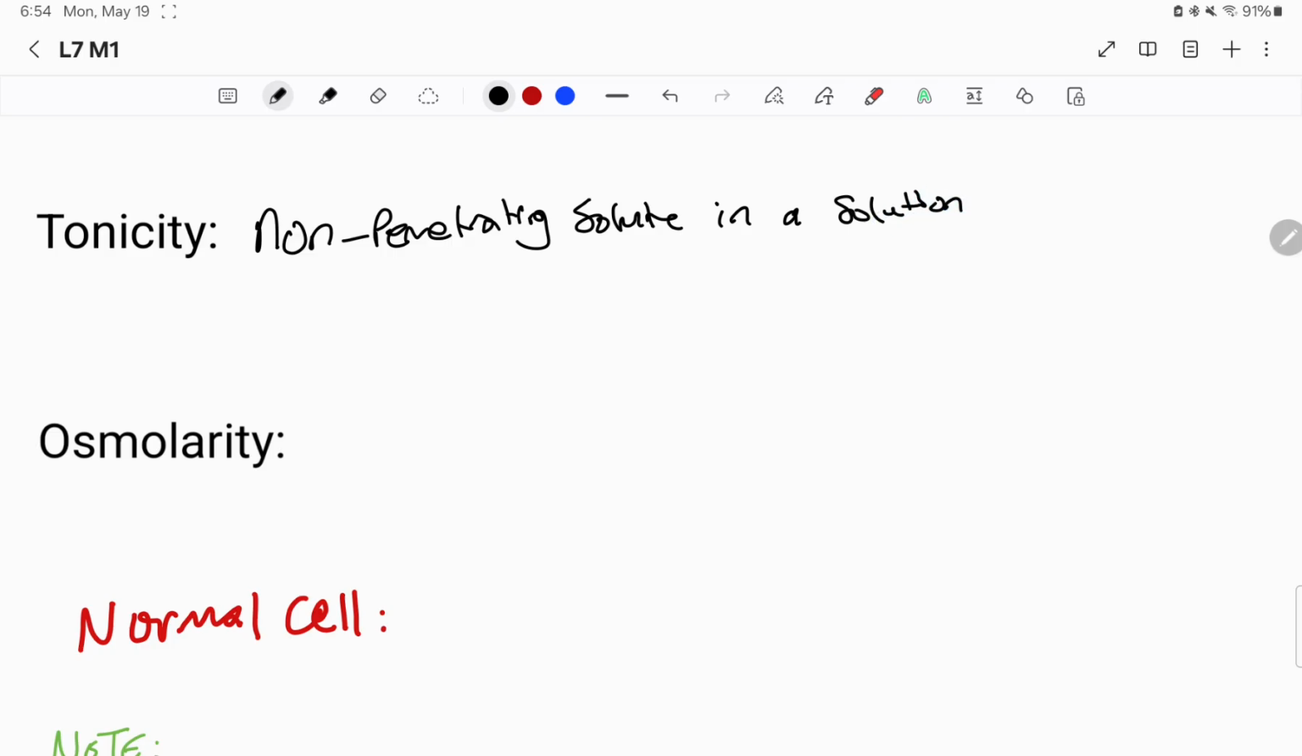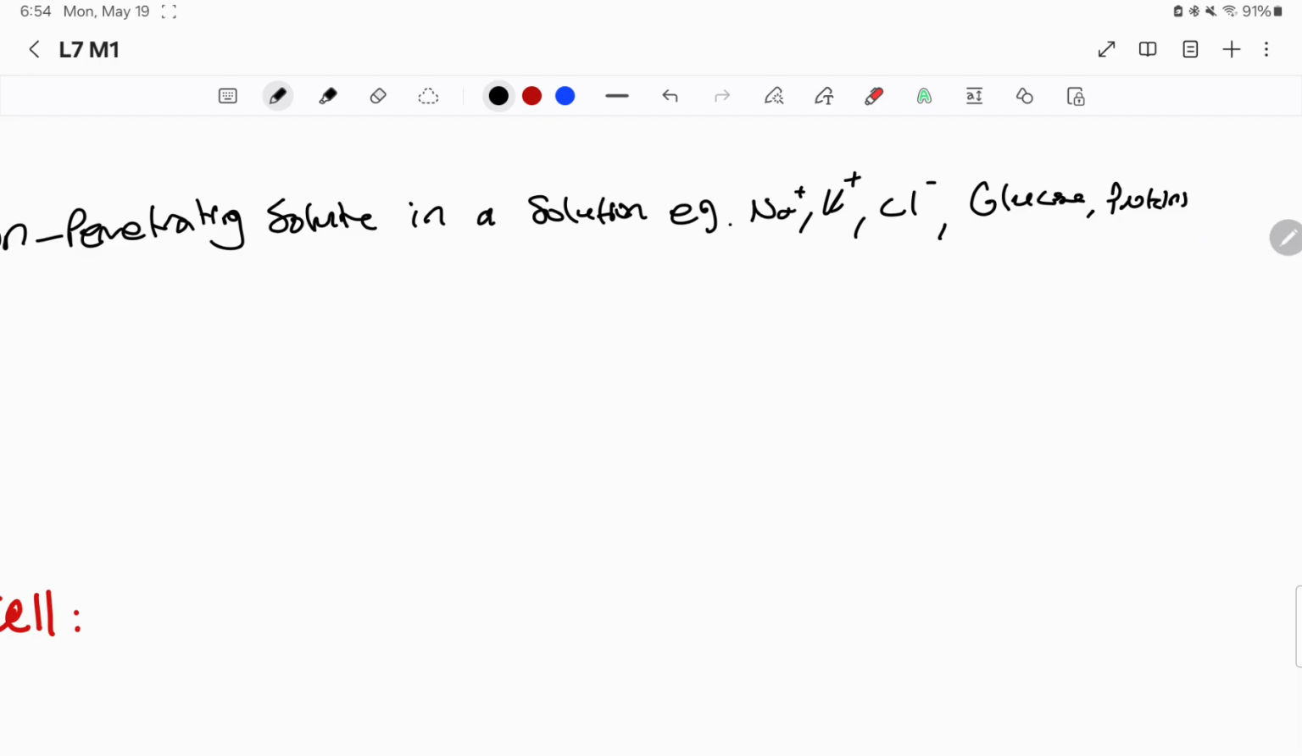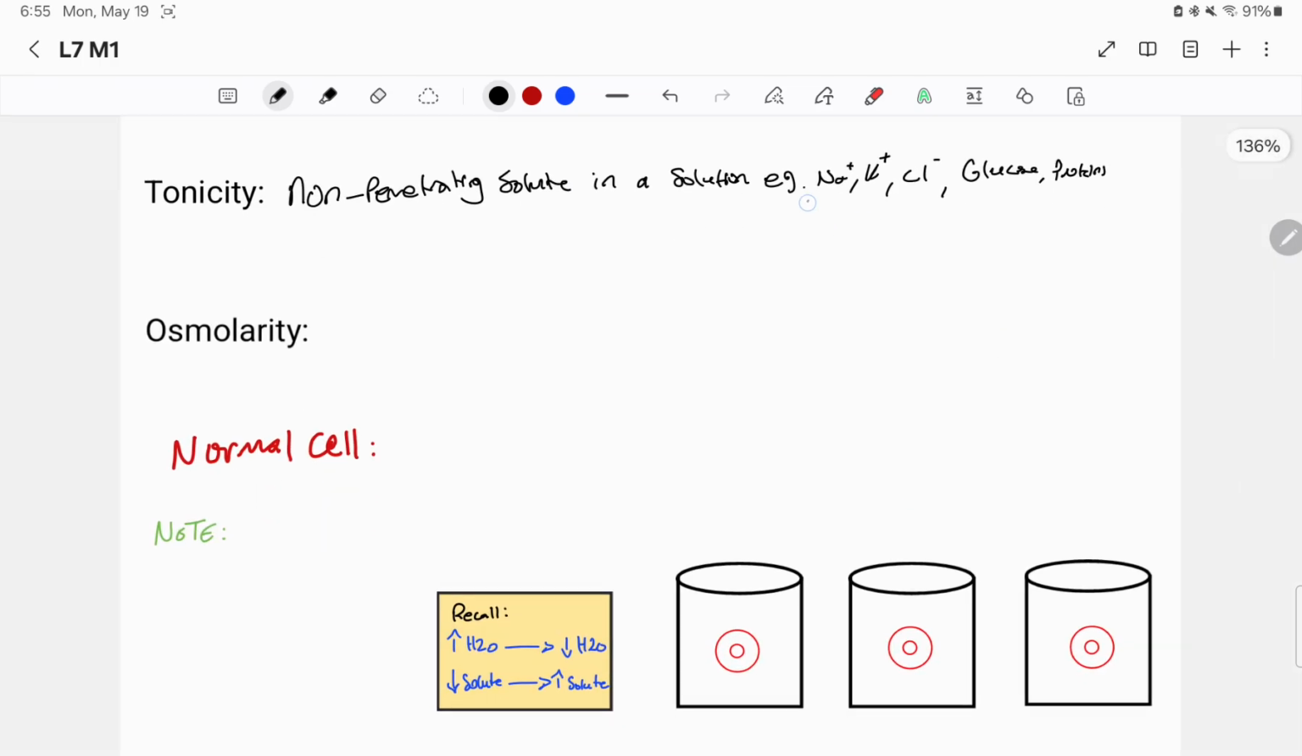Well, what would count as a non-penetrating solute in a solution? An example could be sodium ions, potassium ions, chloride ions, glucose, or proteins, if we're talking about biological systems. Now, here's the thing. You should be seeing a pattern here. Anything that is either charged or water soluble is not going to be able to penetrate the membrane. We've already talked about this. This is just basic membrane physiology here.